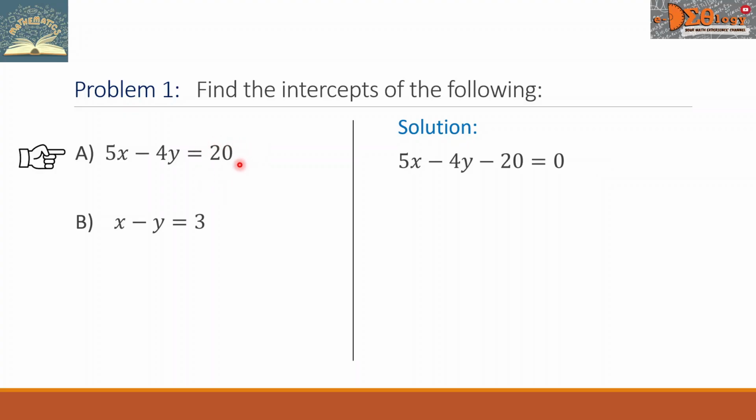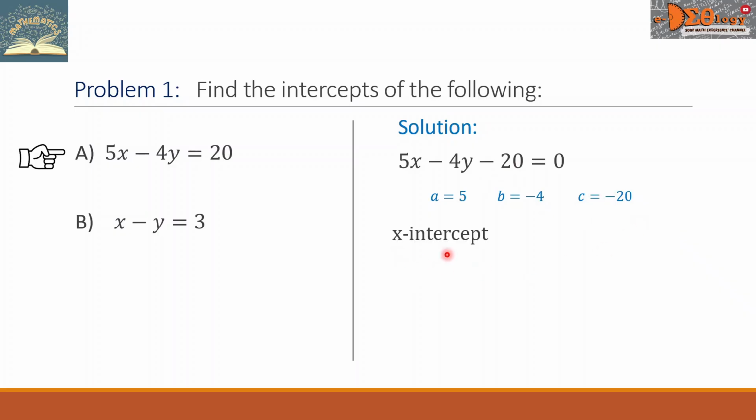This 20 on the right, we transpose to the left. So it becomes negative 20. Now the right side is 0. This is now a linear equation in standard form. Let us collect the values for A, B, and C. A is the coefficient of x, so we write here 5. B is the coefficient of y, the negative 4. And C is the constant, negative 20.